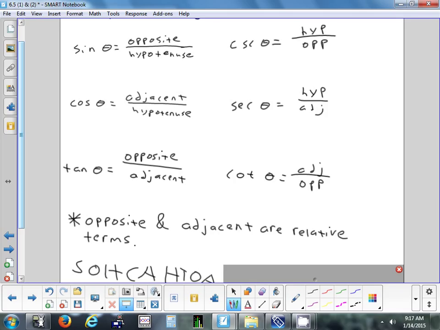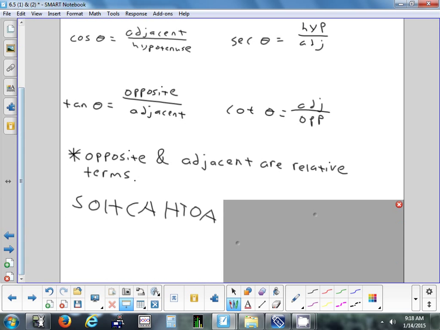So opposite and adjacent are what we call relative terms, meaning they can change depending on which angle we're looking at in the triangle, like left and right. Left and right change depending on which way you face. For some people, this might be right and that's left. For me, that's reversed because I'm facing here. That's left and that's right. So we have to be careful what angle we're looking at.